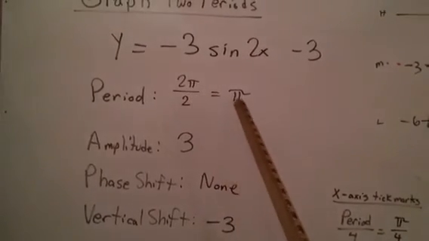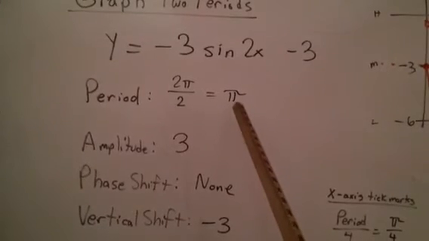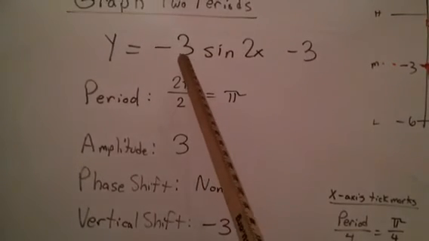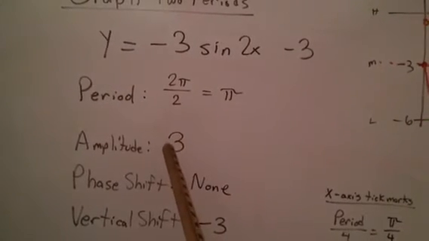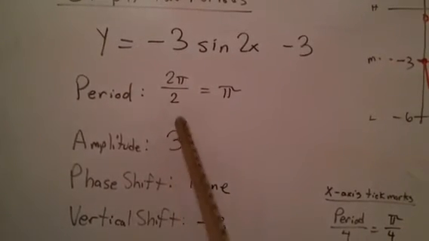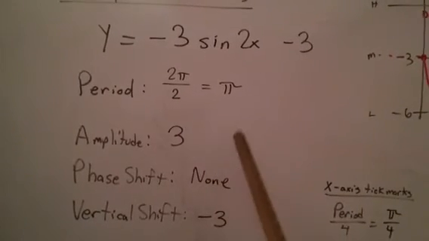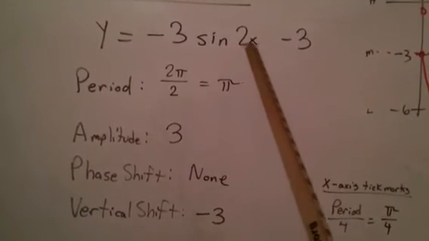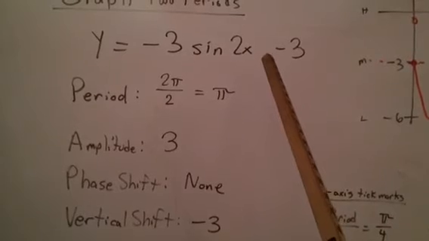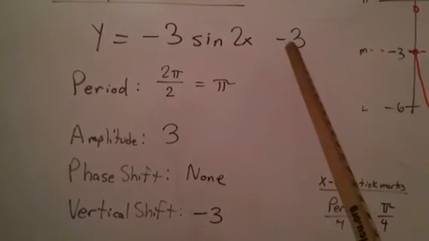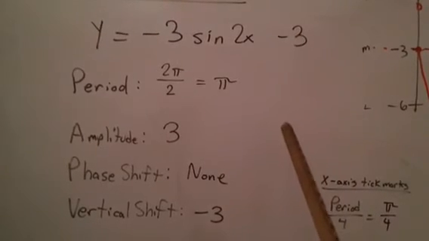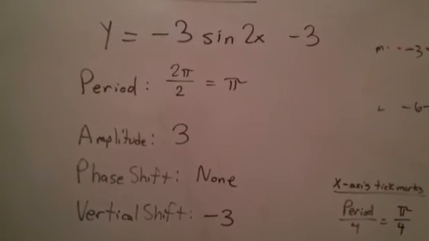2 pi over 2 is pi. That's my period. The amplitude is 3. You do not need the negative sign to describe the amplitude. The phase shift, there is none, because notice there's no parentheses with adding and subtracting in it. There is, however, a vertical shift of -3. We are subtracting 3, which is going to drop our graph down 3 units.